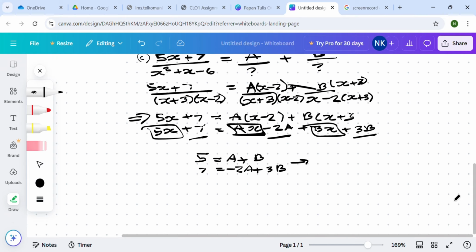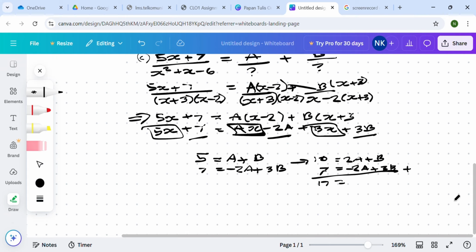Now we can multiply the upper part by 2 to make this into 2a. So 10 equals 2a plus b, and 7 equals negative 2a plus 3b. Because the 2a's cancel out, that means we have to add them, right? Because 2a minus 2a is equal to 0. So 10 plus 7 is equal to 17. This should be 0 and we don't need to write that.